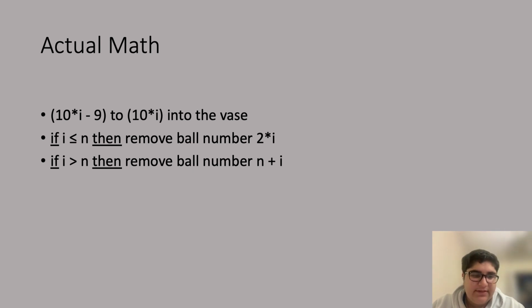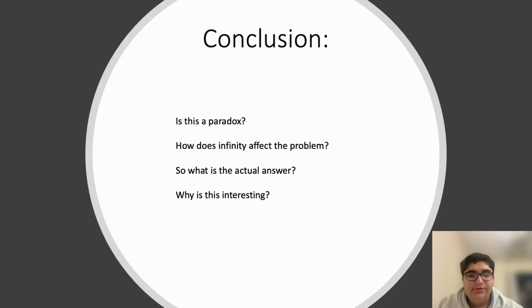So, let's plug in 1 to the equation again. So 10 times I minus 9 to 10 I, so 10 times 1 minus 9, which is 1 to 10. Now, we would remove ball number 1, because 0 plus 1, again the desired outcome here is 0, 0 plus 1, again would be removed. So ball number 1 would be removed, going back to the one-to-one correspondence I showed you before. So, in conclusion, is this even really a paradox?